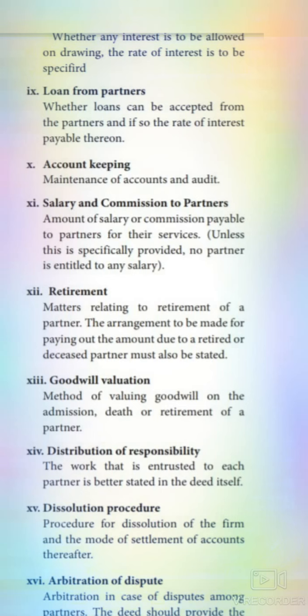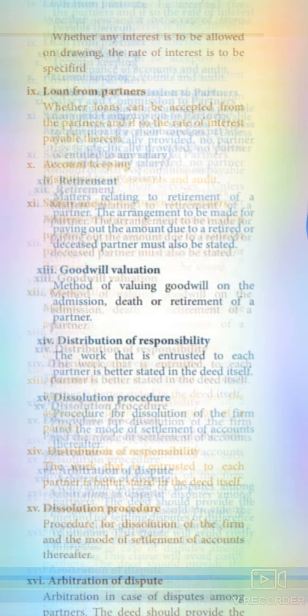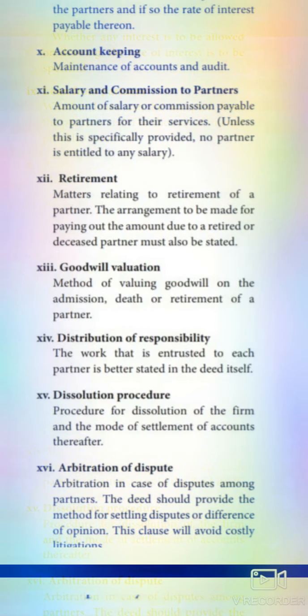And then next one is distribution of responsibility. Suppose if any work is entrusted to any partner, it should also be mentioned in the deed. And the next one is dissolution procedure. What are the procedures related to the dissolution of the firm? Suppose the firm comes to an end, what is the mode of settlement of account should be mentioned.